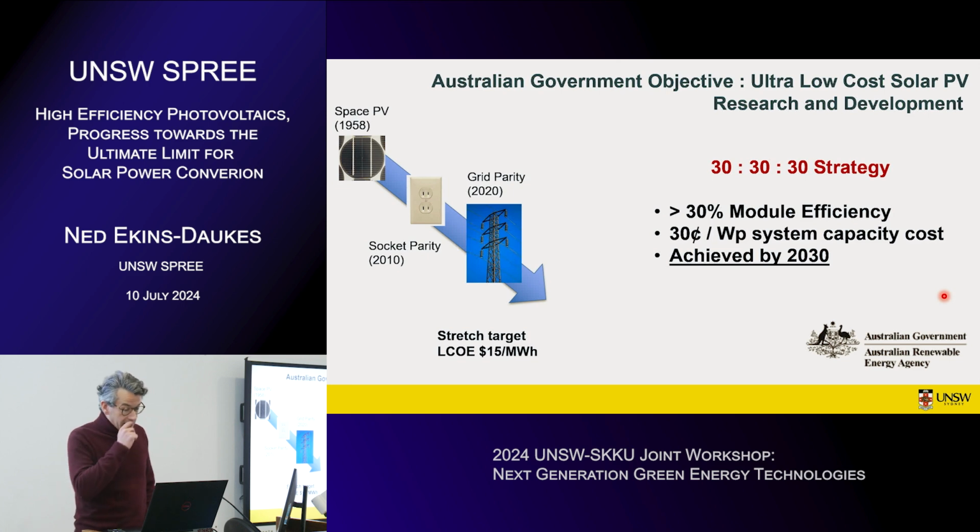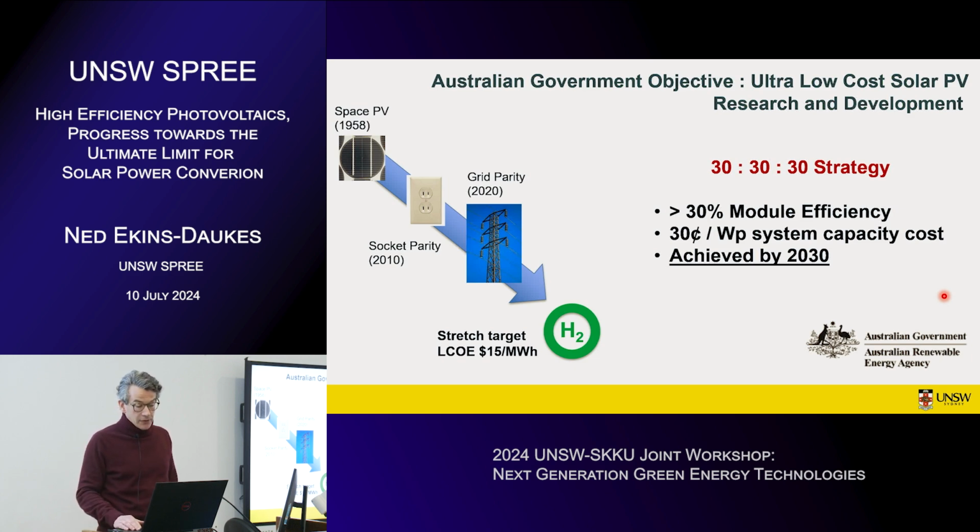So it brings me to the second part of my talk, which is, okay, we talked about high efficiency, but what about low cost? So the Australian government's got this strategy, 30-30-30. They're pushing us to generate really low-cost electricity because we need low-cost electricity if we're going to make green hydrogen. So the stretch target is $15 per megawatt hour, and they've given us mission impossible. More than 30% efficiency, less than 30 cents per watt system cost, which means the module cost has to be a lot lower than that, and it has to be achieved in the next 6 years.